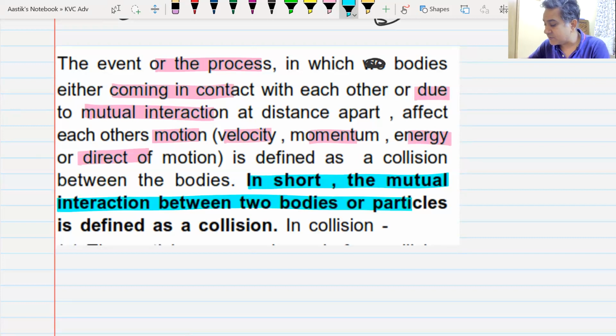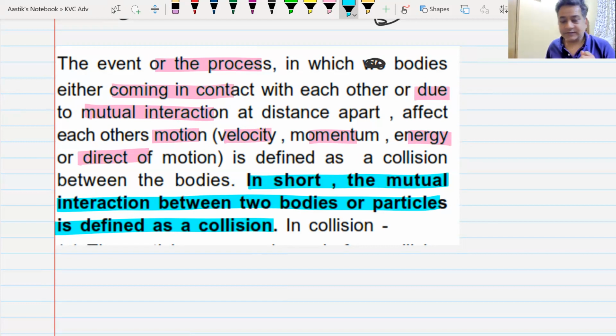Mutual interaction between two particles is defined as a collision. Whenever we have two particles interacting with each other, that process, that event, that interaction is a collision. Do we understand this? Yes, sir. That is a collision.